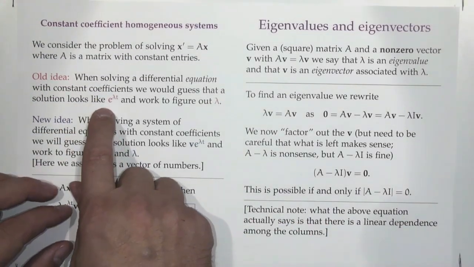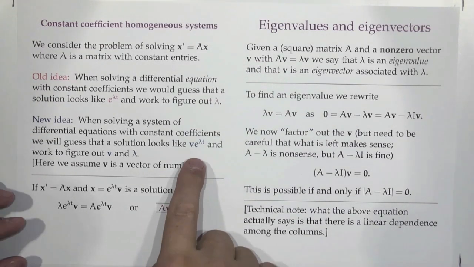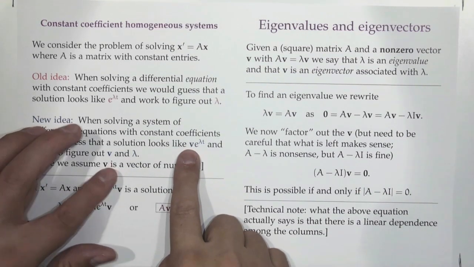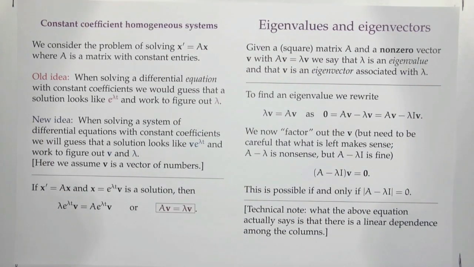Now, the old idea, from 2-3 weeks ago, that was a long time ago, was saying our solutions look like e to the lambda t, and then we just have to find the right value of lambda. That was what we used to do. Now our new idea is to use the old idea and say our solutions are still like e to the lambda t, but now it has to look like a vector. So we're going to multiply it by a vector v. So v e to the lambda t.